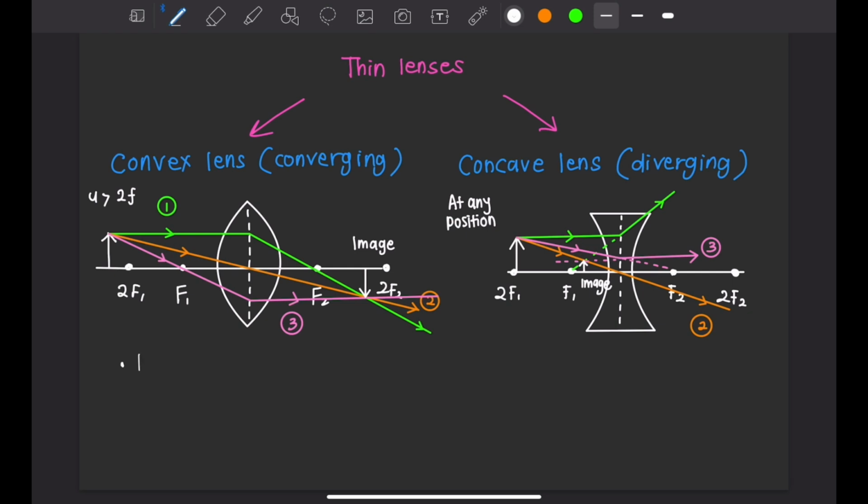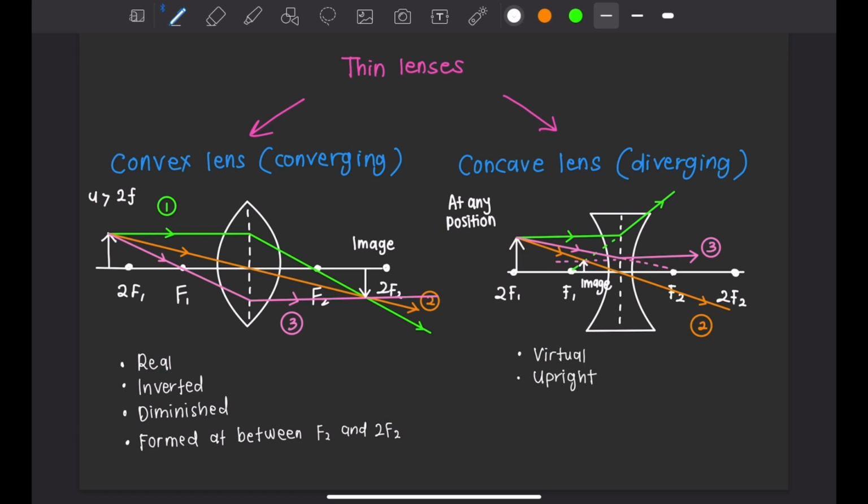Now let's look at the characteristic from the image we get just now. So it was real behind the lens, and it was inverted, and it was diminished, which is smaller in size, and it formed at between the f2 and 2f2. For concave lens, the image is virtual since it was in the front of the lens. It was upright, diminished, small in size, and it was formed at the front of the lens.